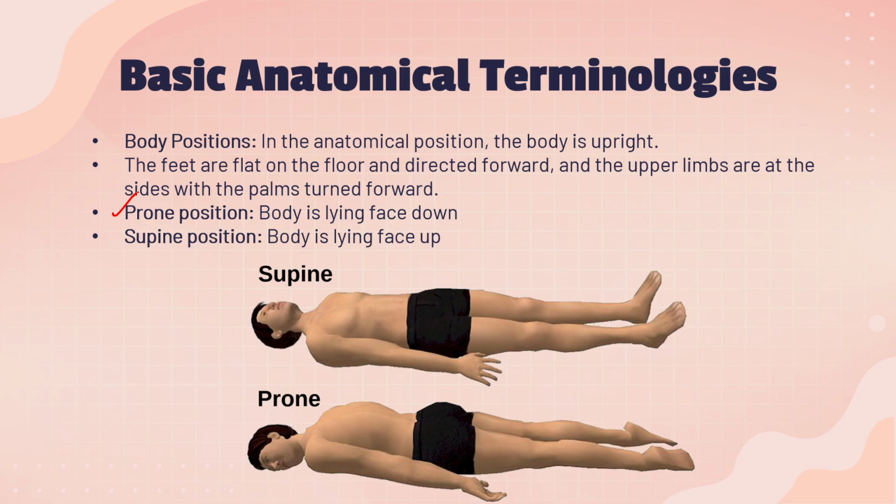Prone means what? The body is lying and face is down. You can see here, prone position, the body is lying on the floor and facing towards the floor. That means facing down. Okay. And supine position means what? Body is lying and face is up. You can see here, supine position, body is lying on the floor and face is up towards the roof.